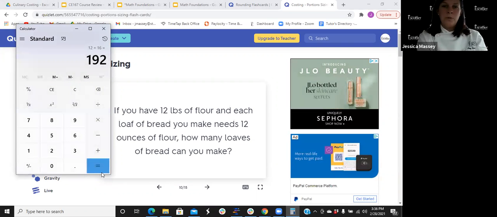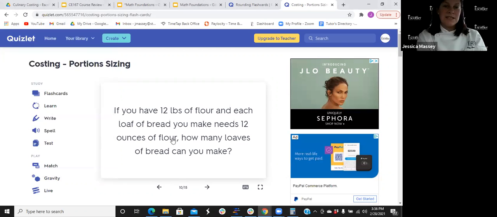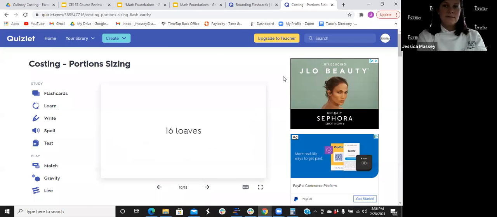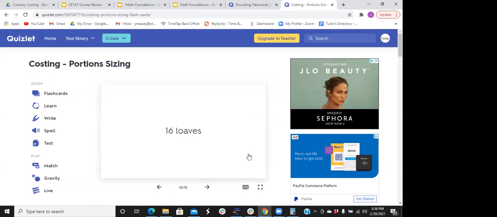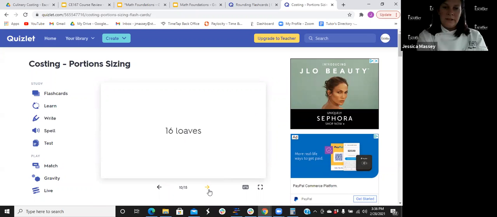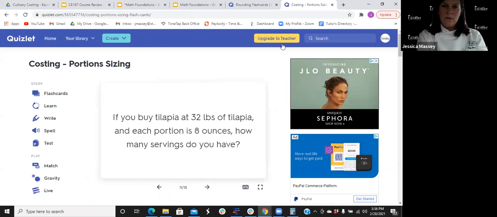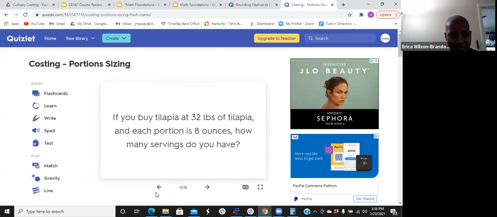We know 1 loaf of bread is 12 ounces. So if we take that and we divide it by our 12, that gets us 16. Did you guys come up with 16? Yes, I did. Awesome. First I came up with 1.4, but 16 is after I redid it.